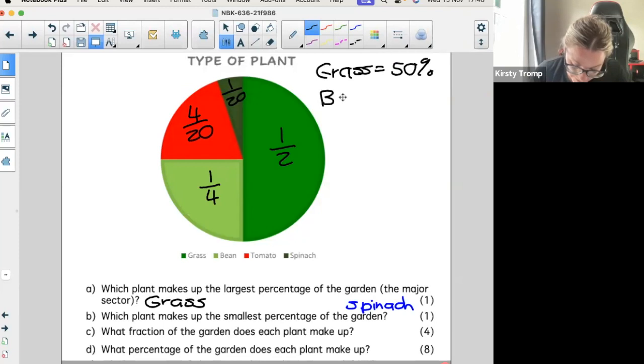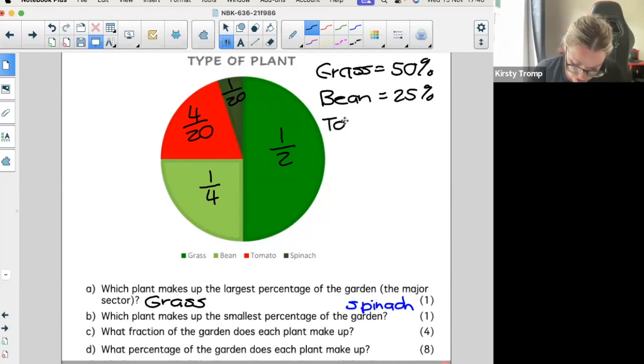If we're looking at beans, beans are making up a quarter of the circle. So a quarter of 100% is going to be 25%. How did I do that? I said 100 divided by 4, a quarter of. All right.